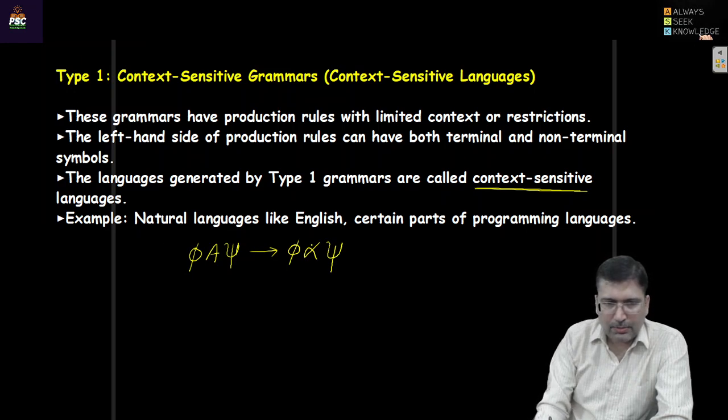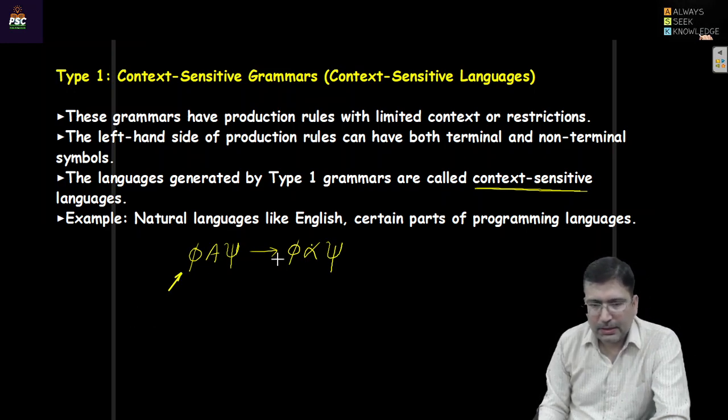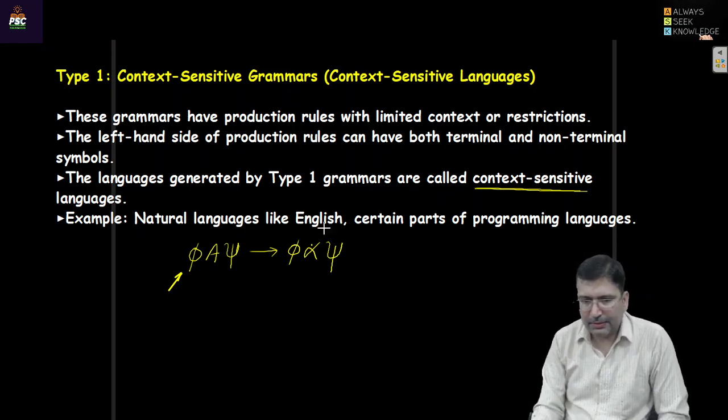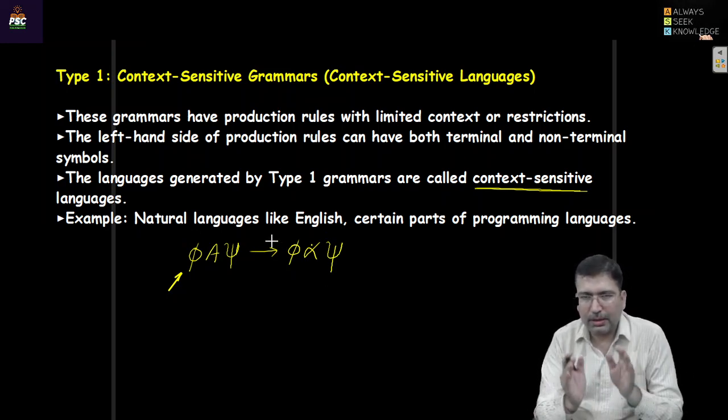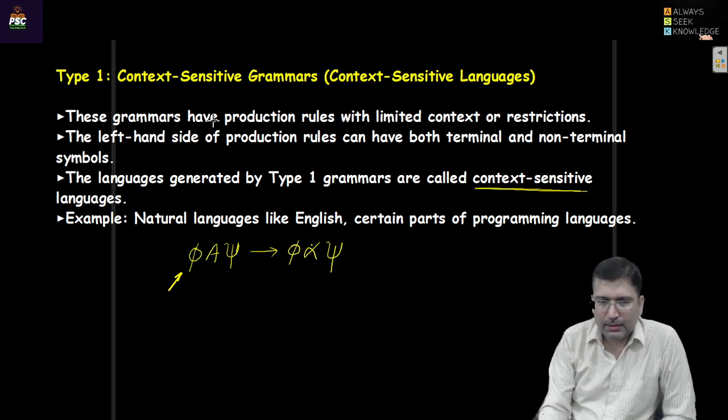So here what I am considering is this phi is the left context. This is the production rule. A production rule has two sides, left hand side and right hand side. In unrestricted grammar there was no restriction at the left hand side or the right hand side. Any combination of terminals and non-terminals can occur on either side. But in type 1, that is context sensitive, there are two contexts.